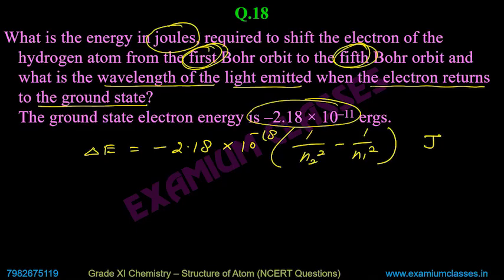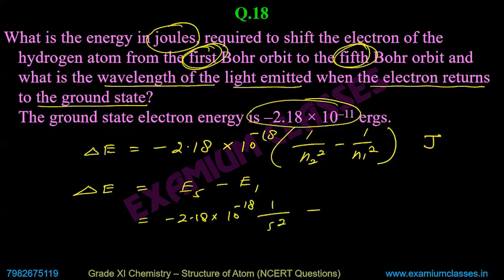So if you talk about the difference of energy, the difference in energy will be E5 minus E1, for example, from first to fifth. If you write it like E5 minus E1, it will be minus 2.18 into 10 power minus 18, 1 by 5 square, minus 2.18 into 10 power minus 18, 1 by 1 square, like this.